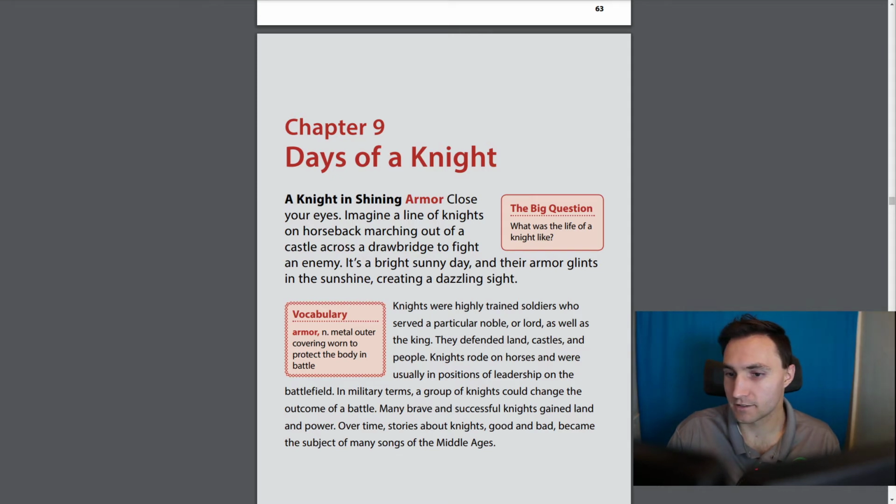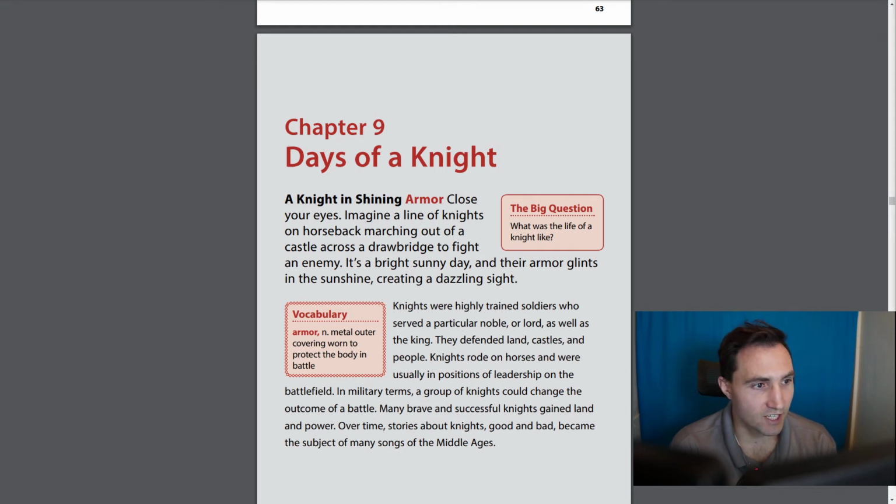Okay, so let's dive into chapter 9 and call attention to the big question. The big question is, what was the life of a knight like? This will go well as we read about King Arthur and the Knights of the Round Table. We're able to see some similarities and probably some differences between real knights in the Middle Ages and a knight in a book. So as we read, look for answers to what the life of a knight was like.